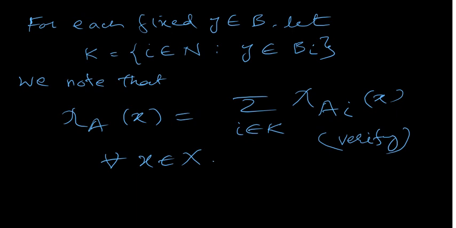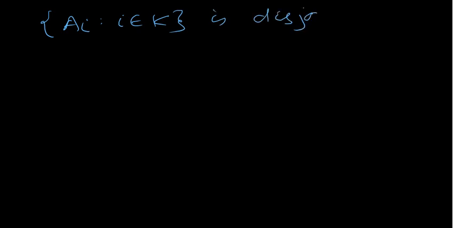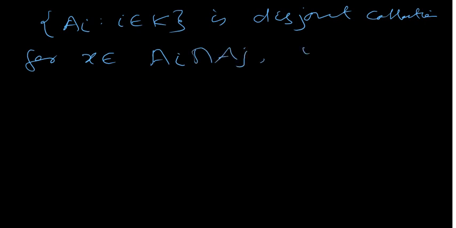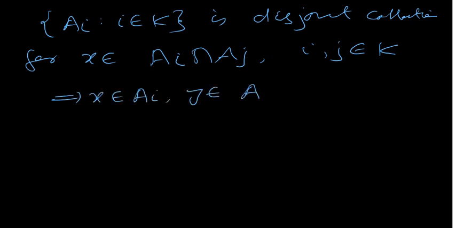Now this collection Ai, i belongs to K, is a disjoint collection. You can also easily verify this. The collection Ai, i in K, is a disjoint collection. So if x belongs to these two sets, say Ai intersection Aj, i, j belonging to K, this means x belongs to Ai, and y belongs to Aj, with i, j in K.